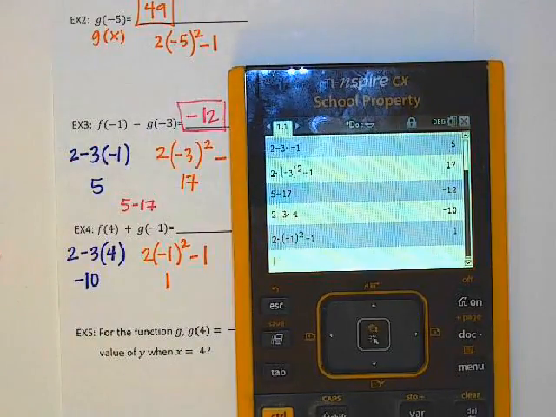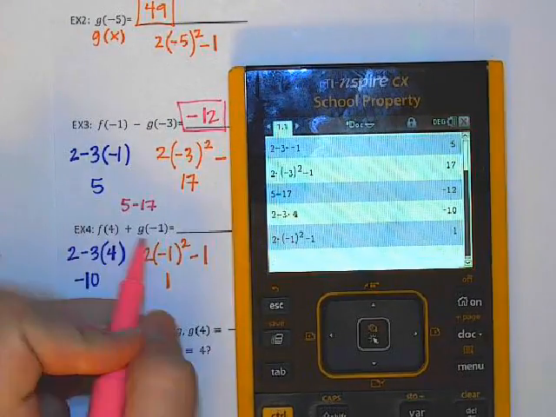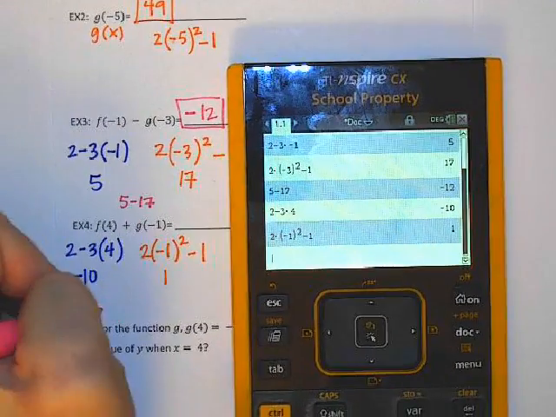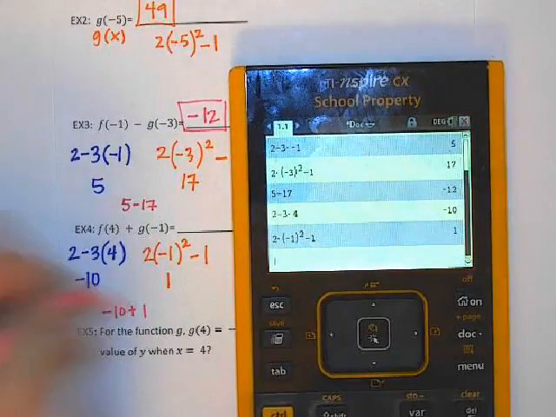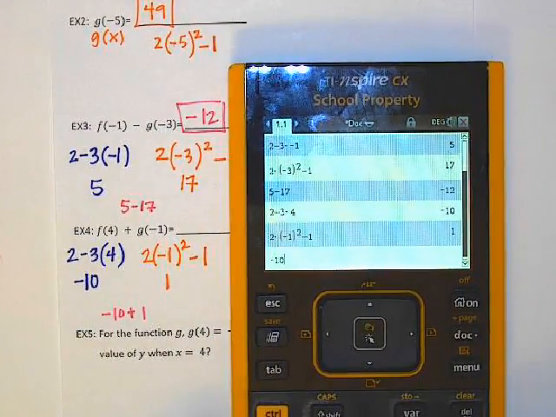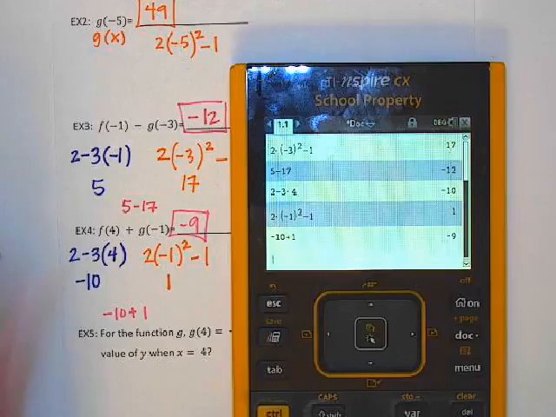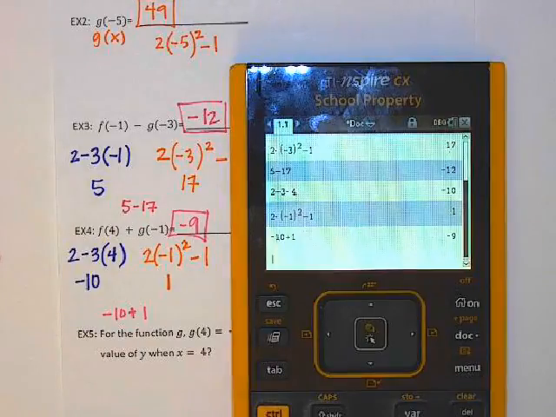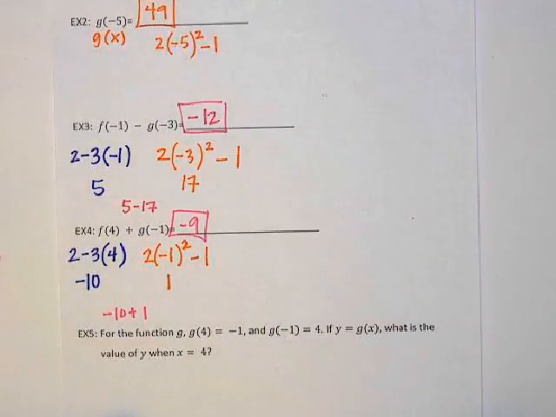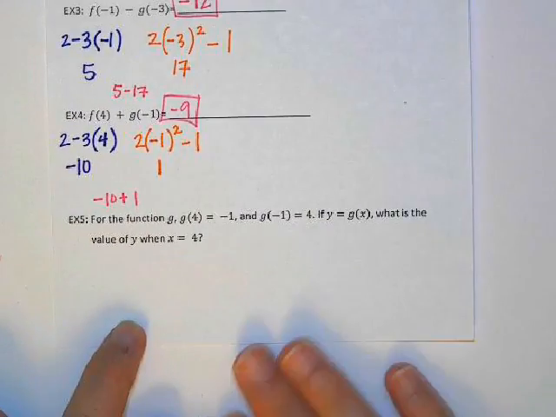Am I done? No. What do I have to do now? I'm adding, because there's a plus sign between them. I'm going to add them. So -10 plus 1. -10 plus 1 gives me -9. How are we feeling? Pretty good. Feeling good? One more? All right, we got example 5.